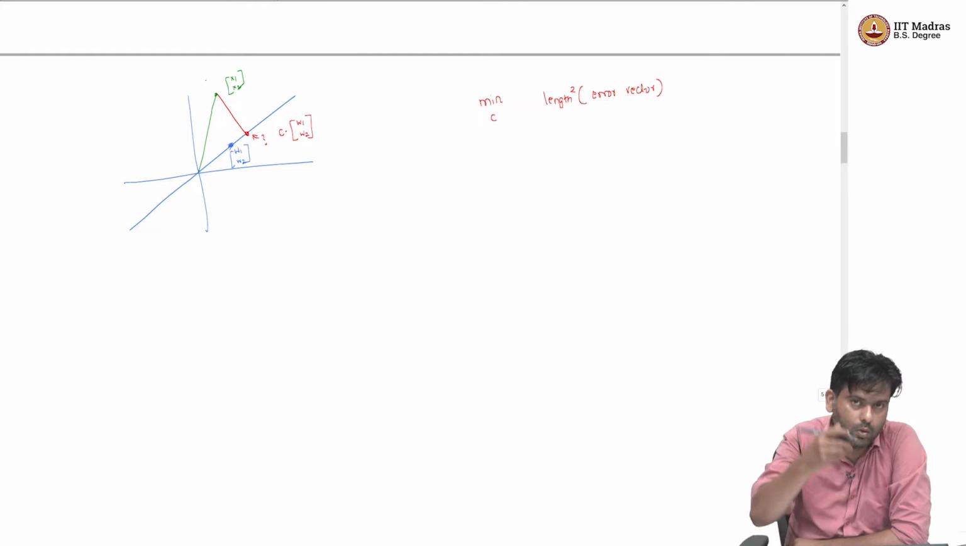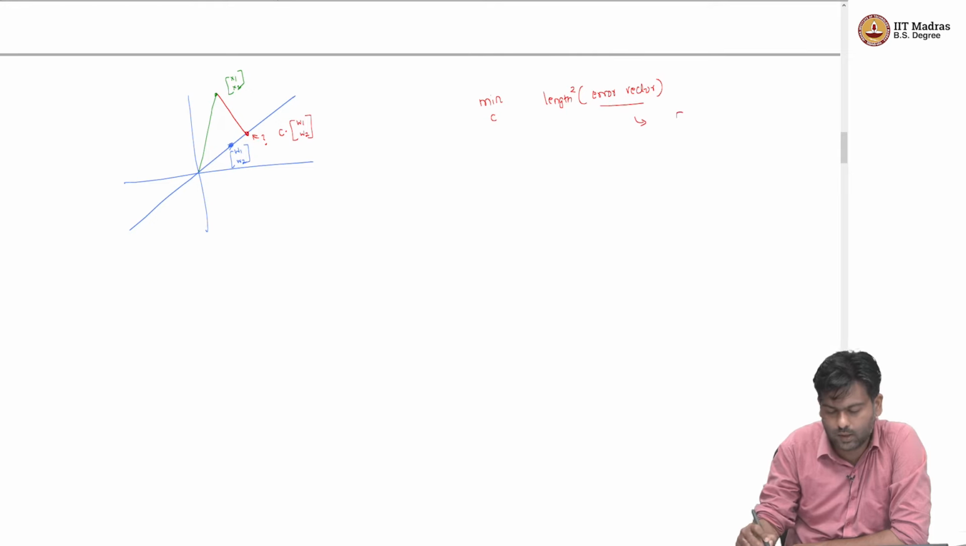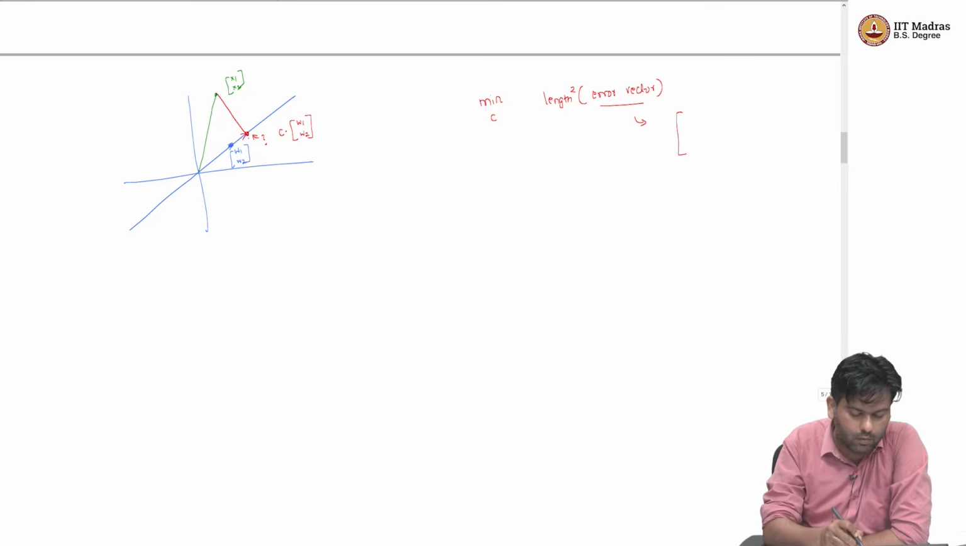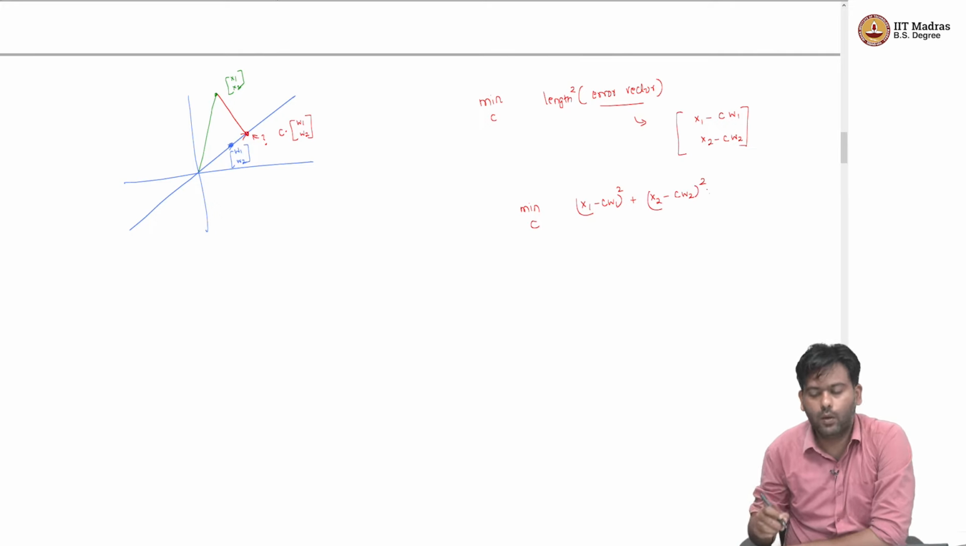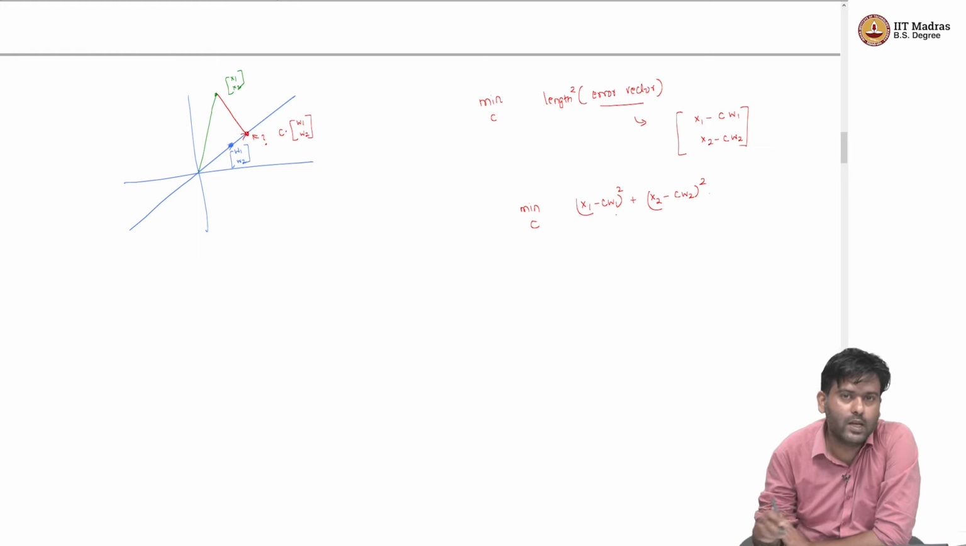But what is the error vector? If the point that you want to project on is x1, x2 and the line that you want to project along is w1, w2, and if the point is c times w1, w2, the error vector itself is just what should be added to c w1, w2 to get x1, x2. Well, what should you add? You should add x1 minus c times w1, x2 minus c times w2, and the length squared of this is just x1 minus c w1 squared plus x2 minus c w2 squared. Now, we want to find a c such that this value is as small as possible, right.